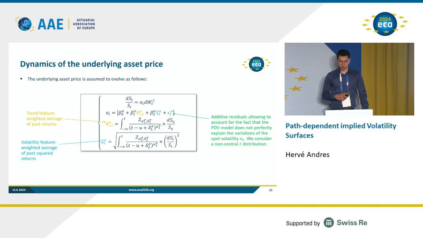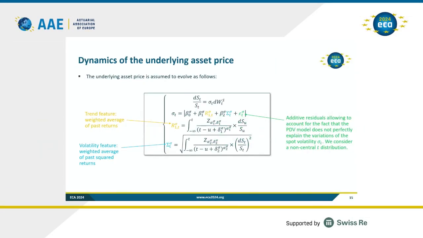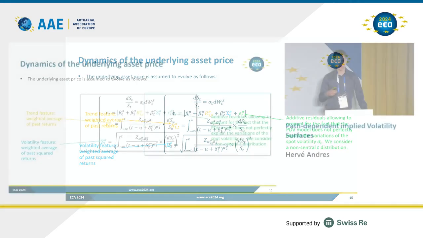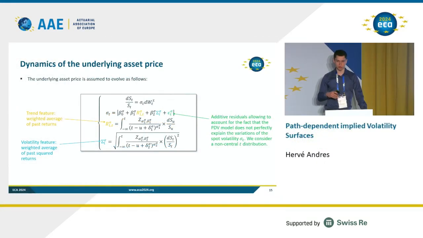So here is now the dynamics of the underlying asset price. I do not enter into the details. What you have to see here is that it's basically the model that was proposed by Guyon and Lekeufack, but in continuous version. So you say that the spot volatility is a linear regression of two features, and here there are residuals to account for the fact that, well, you have good R2 scores, but you do not capture everything.